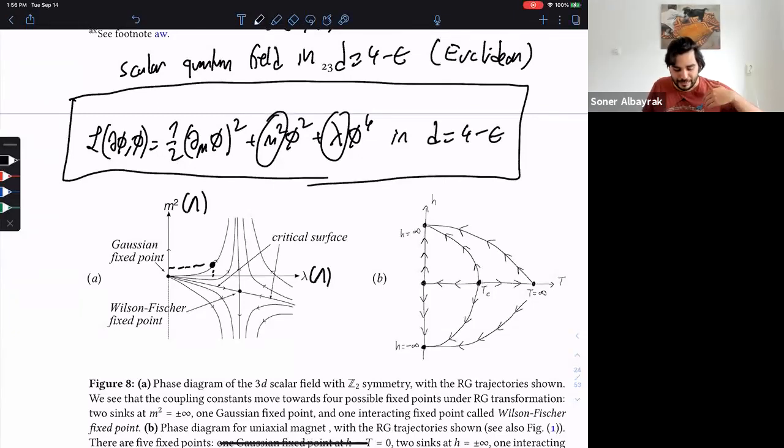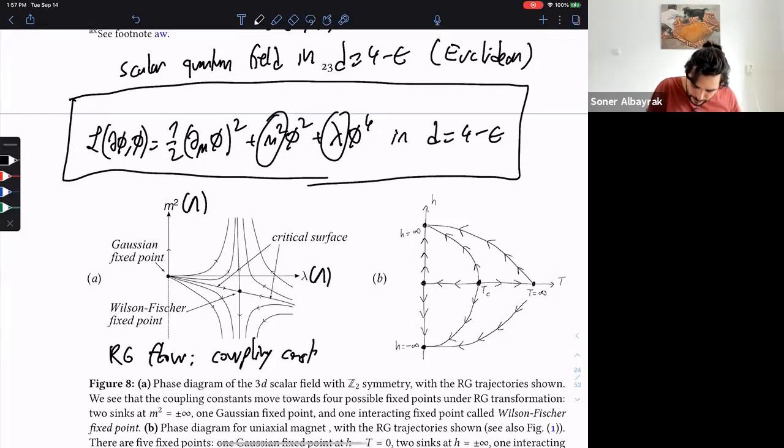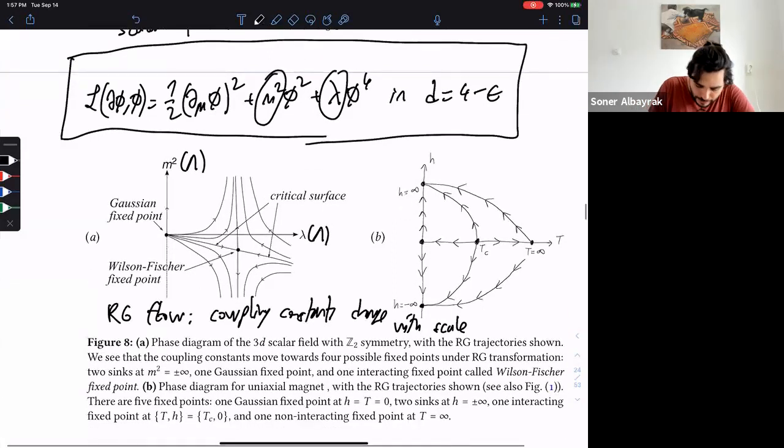Now, as I change the scale, as λ goes to infinity, this point goes to here, then here, then here. So this is actually the flow diagram of how m² and λ change as I change the coarse graining. This is called the RG flow. RG flow is basically how the coupling constants change with scale.